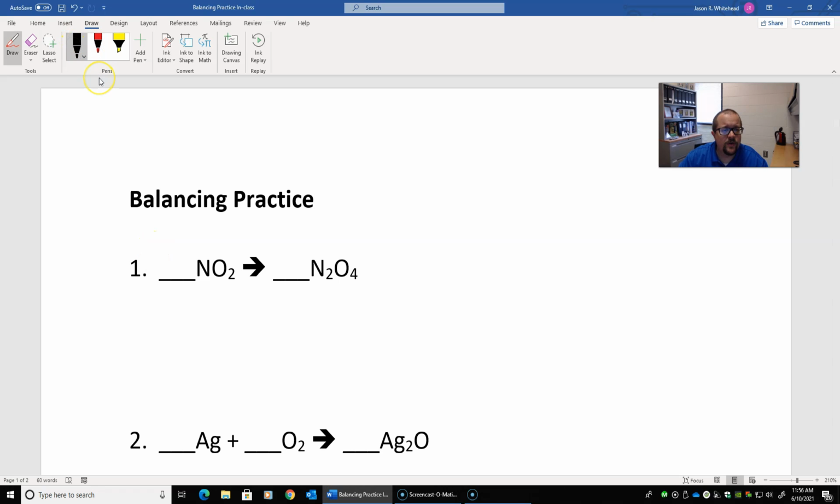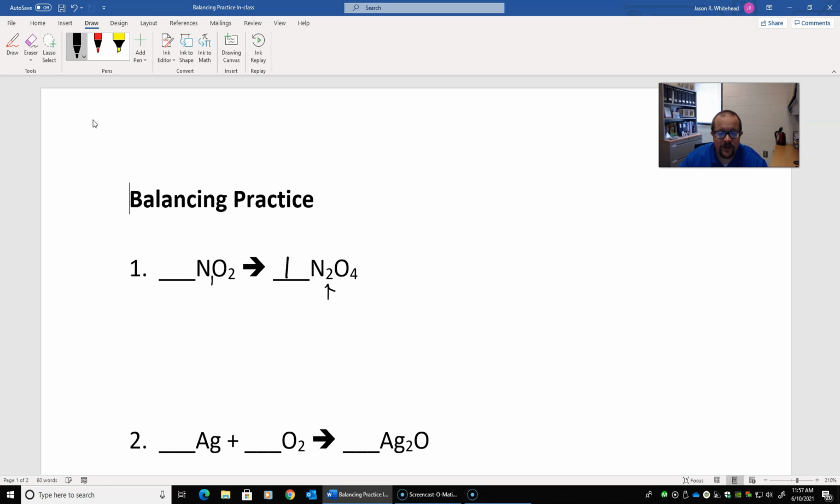All right, so let's work through the balancing practice that we worked through in class earlier today. So let's start with number 1. We're going to do one element at a time. So let's start with nitrogen. If we look on the left side of the equation, nitrogen I only have one of. On the right side, I have two nitrogens, so we need to make those two agree.